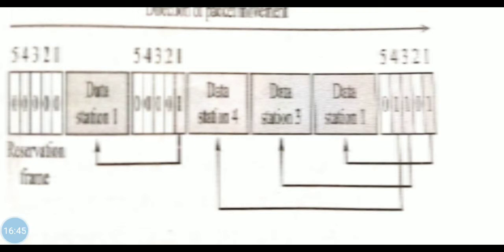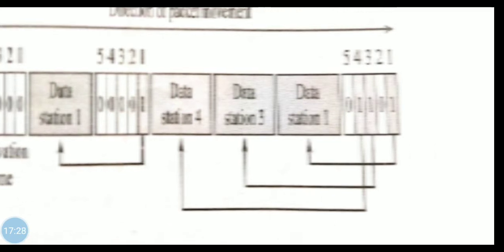In the second interval, only station 1 has made a reservation. So you can see in this one, 1, 3, 4 have made reservation. So 1, 3, 4 mini slots are with 1. Whereas in this next second interval, only station 1 has made reservation. So that mini slot is occupied with 1 and only one station has made a reservation.